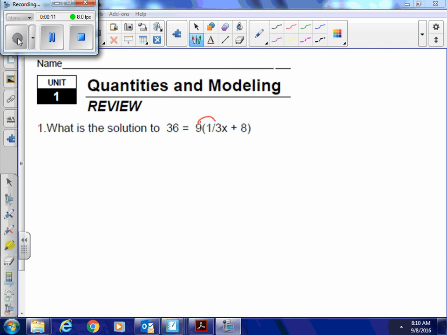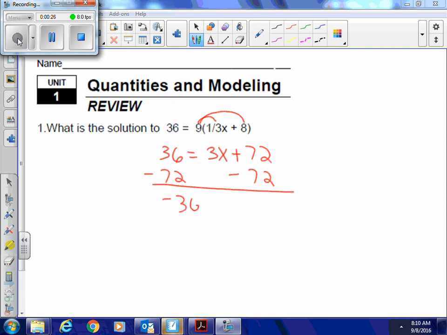We will distribute the 9 to both. 36 equals 1/3 of 9 is 3. We've got 3x plus 72. Subtract 72 from both sides. Negative 36 is equal to 3x. Divide both sides by 3. And x is negative 12. You should check, plugging that back into the equation to prove that your answer is correct.